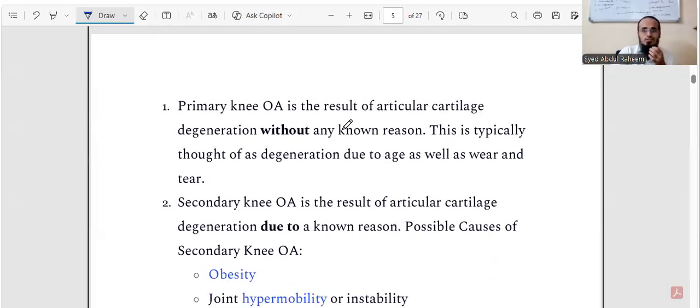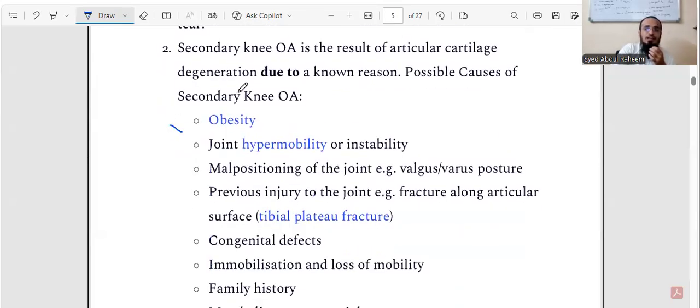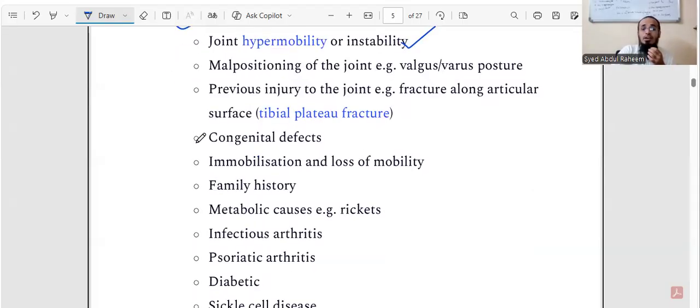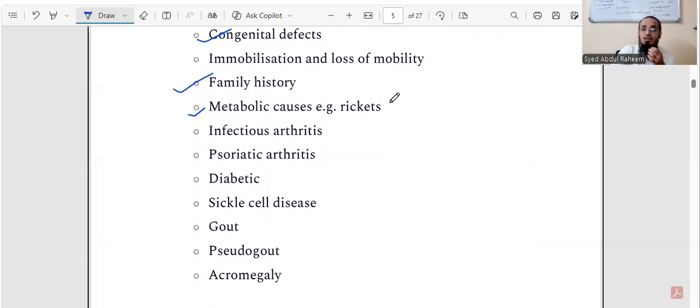So what are the causes? I told you, in primary there is no cause, no reason. The osteoarthritis occurs by itself. In secondary, obesity is leading to the cause of osteoarthritis. And there is no movement, always sitting in one position or always standing. This also leads to osteoarthritis. Also posture, injury, congenital defect, birth defect, or loss of mobility, family history, rickets. Rickets also leads to osteomalacia.